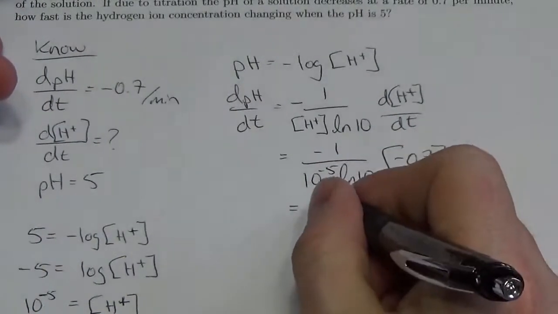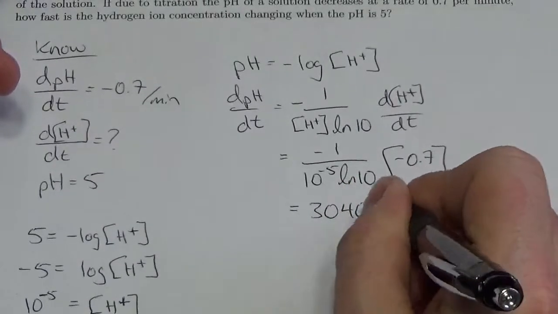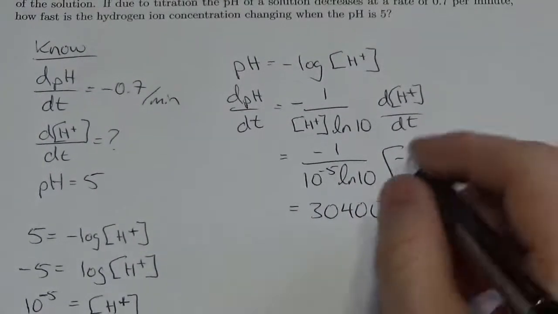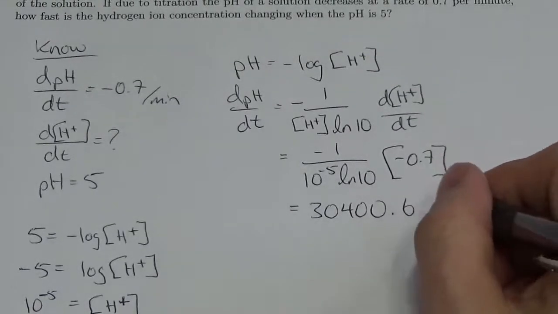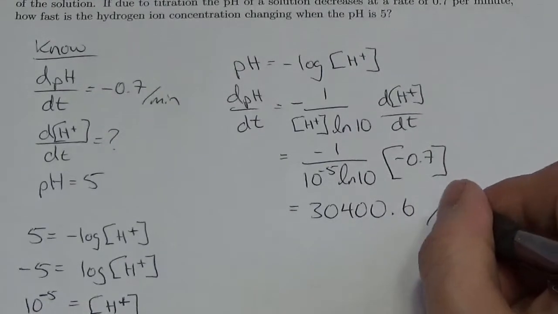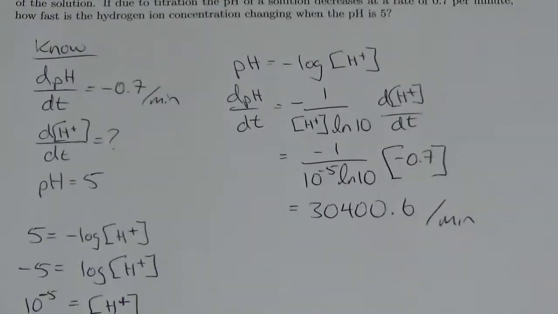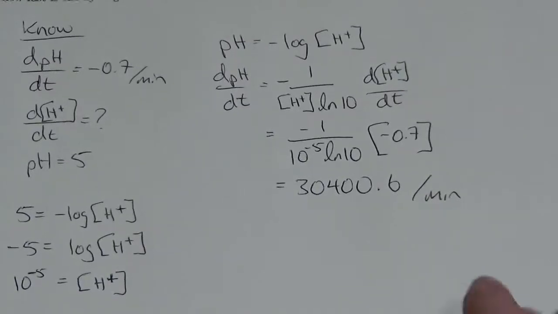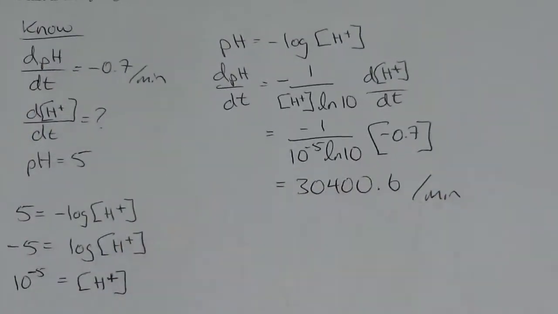Ooh, and we get, what is that? We get per minute. Now, I forget the units for concentration. But this is reasonable because we're talking about really, really large numbers. And this is why we're using logarithms here.